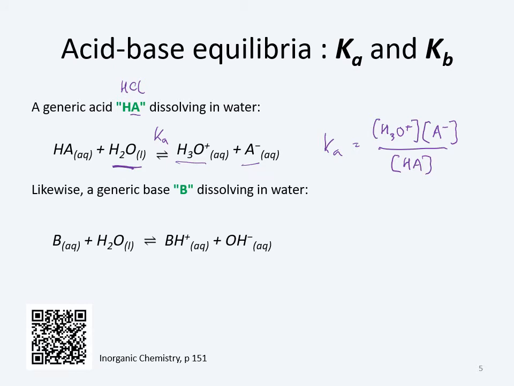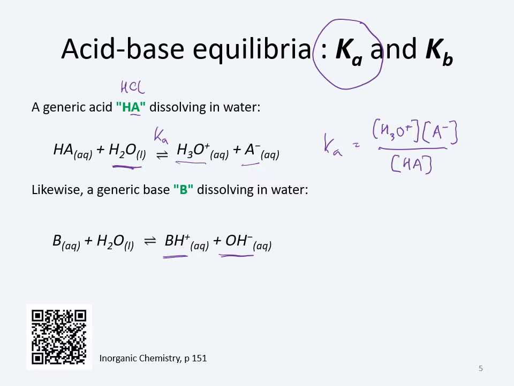We can do the same thing for a base dissolving in water. Now in this course we're mainly going to be focusing on acid strength and acid equilibria, so we're going to mainly focus on Ka, but one thing you need to remember is that every time you can write Ka, you can also write a Kb. So in this case we've got a base dissolving in water, and just as if we had NaOH, the base is going to pick up a proton from the water and leave our OH- ions.